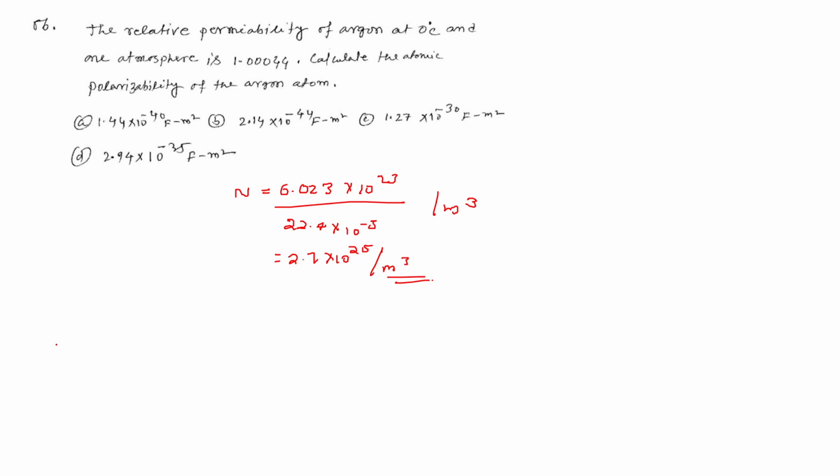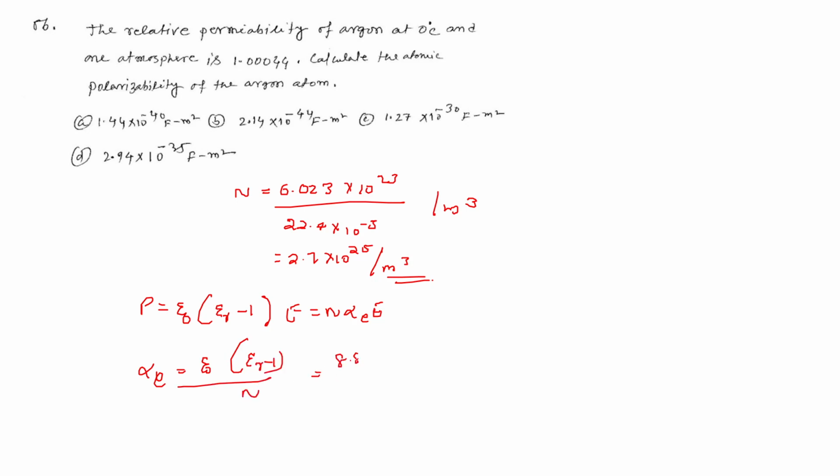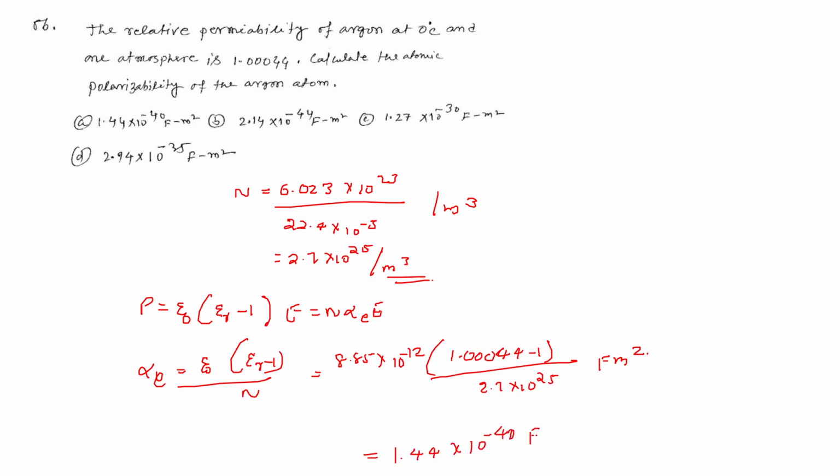Okay, now the argon polarization P will be epsilon 0 into epsilon r minus 1 into E, that is equal to N alpha E. Now alpha we can write as epsilon 0 into epsilon r minus 1 divided by N. So it will be 8.85 into 10 to the power minus 12 into 1.00044 minus 1 divided by 2.7 into 10 to the power 25 farad per meter square. Okay, so you will get the answer 1.44 into 10 to the power minus 40 farad per meter square. Just go through it and note it down, then we will move to the next problem here.